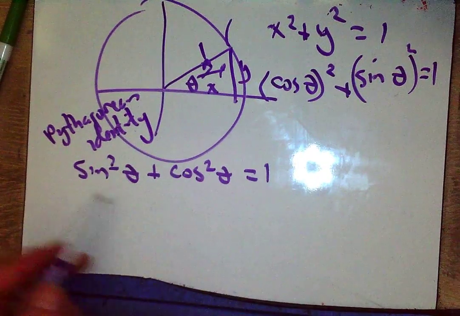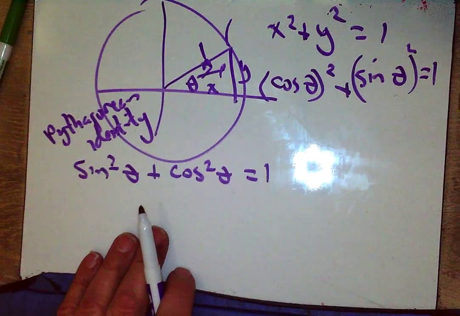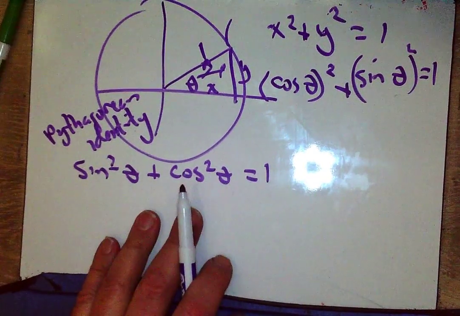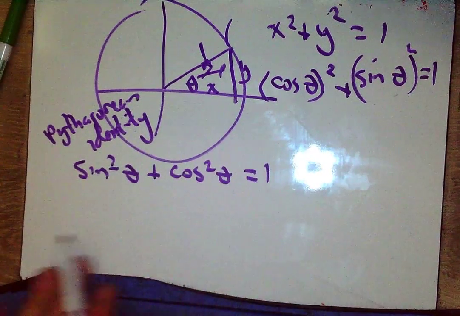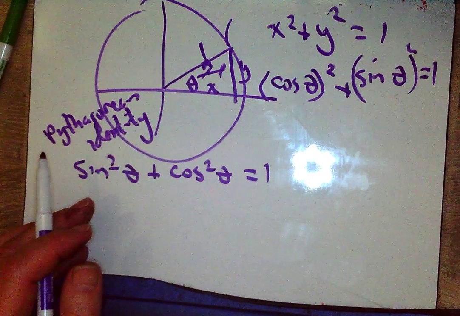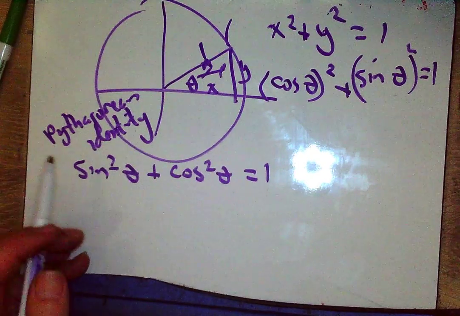Okay? This is always true. And you'll need to know your Pythagorean identities, not for this unit. But I do want to introduce them now to get you ready. They will be coming. There should be an identities handout in Teams already waiting for you.